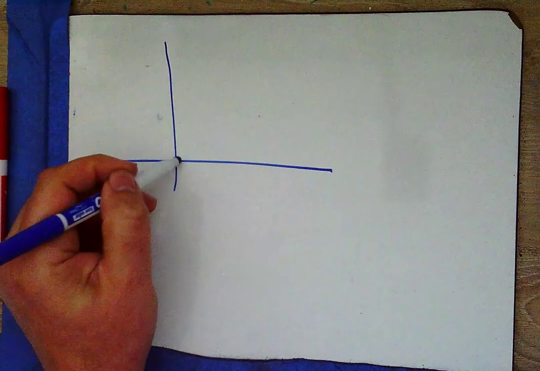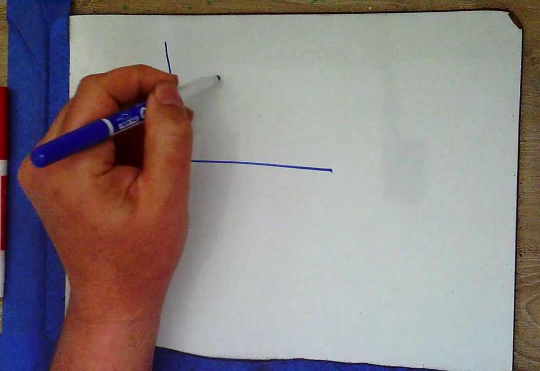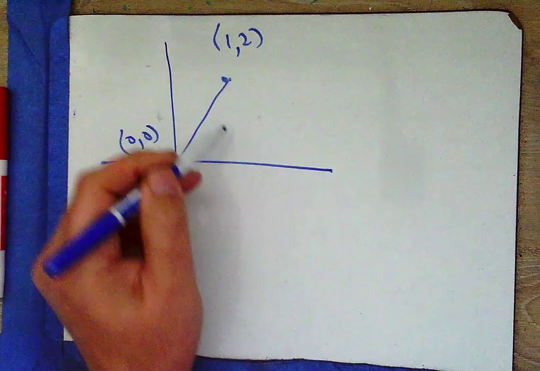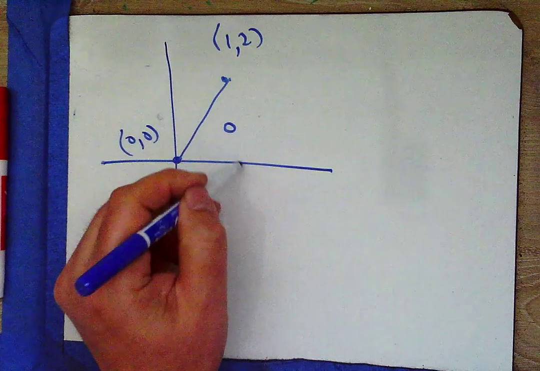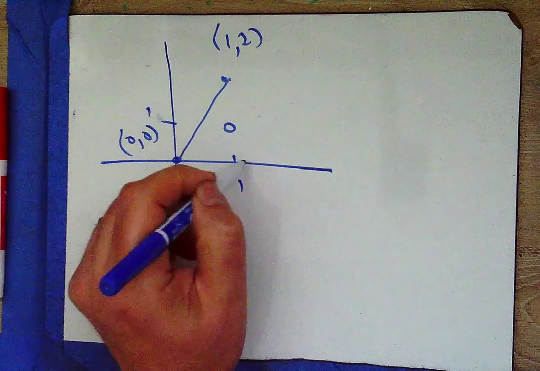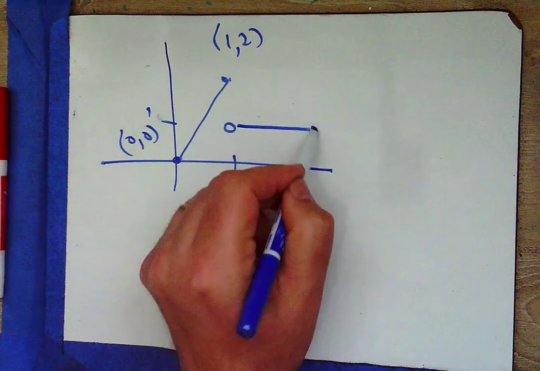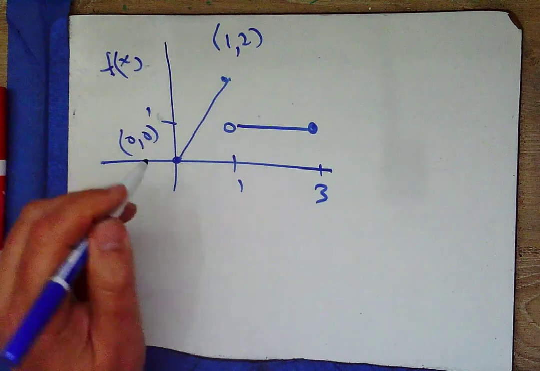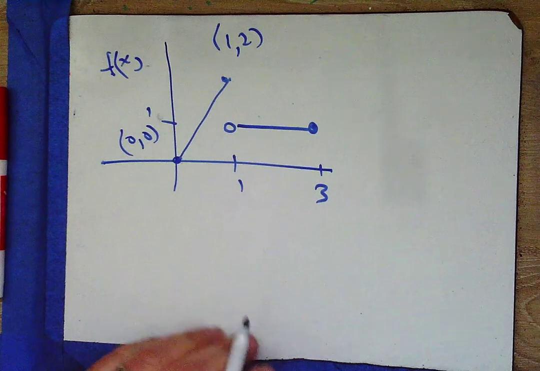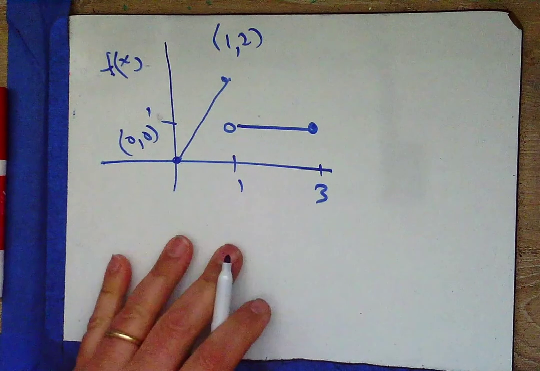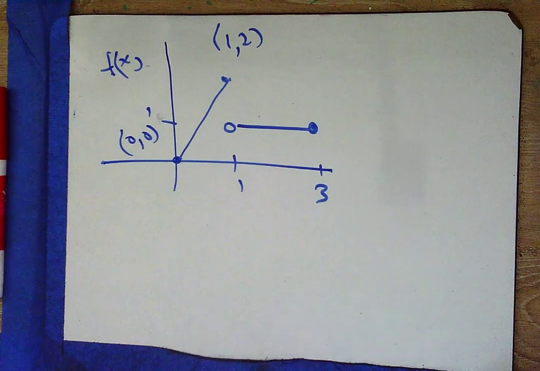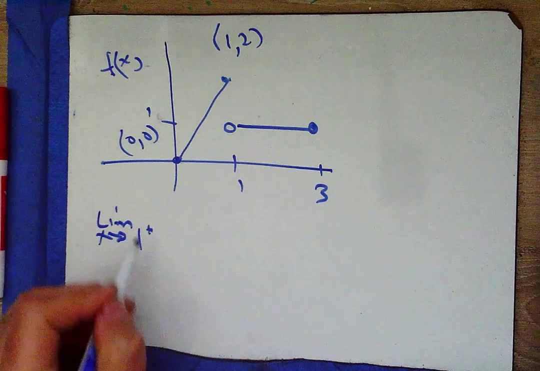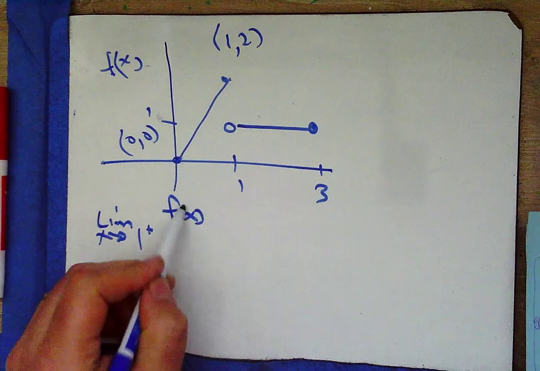Okay, so this one starts at (0, 0), and it goes up to here, (1, 2), and then here, (1, 1), and here, a closed circle at 3. So here's our graph of f of x, and I want to evaluate some limits using this graph of f of x. Okay, so the first one is, what's the limit as x approaches 1 from the positive direction of this function?